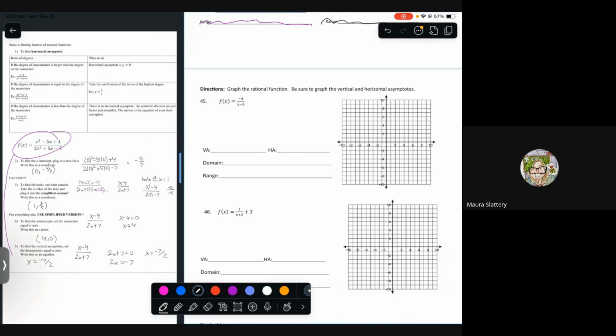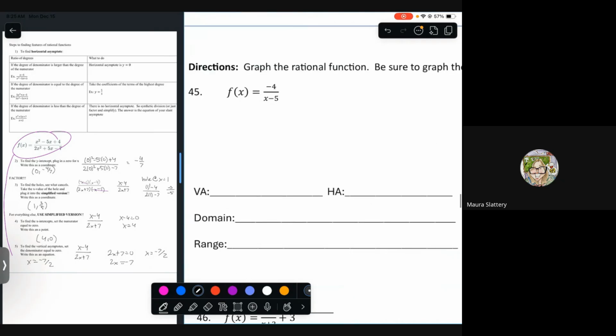All right, let's see. So for this next one, let's go through. First, we look at our horizontal asymptote. The degree of my numerator is 0. The degree of my denominator is 1, so it's bigger on the bottom. So I'm going to do y equals 0. Now, at this point, normally you would factor, but there really is nothing to factor here.